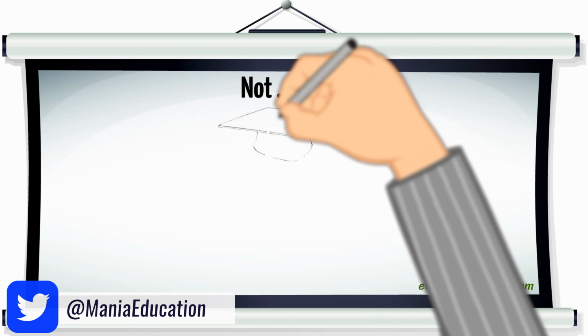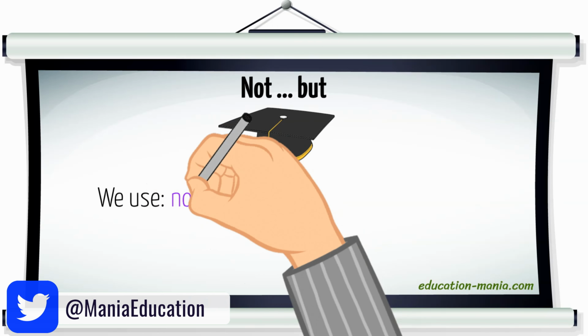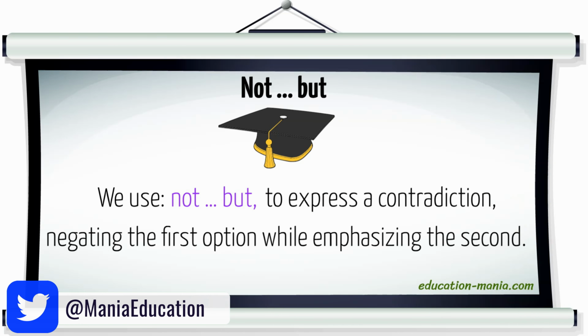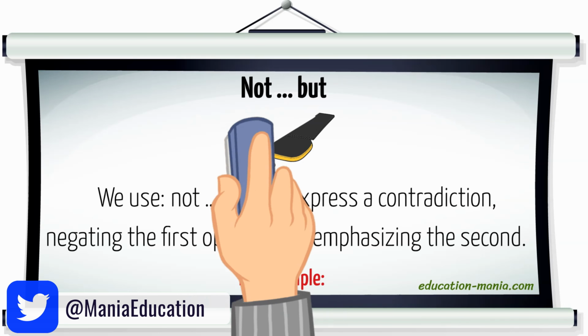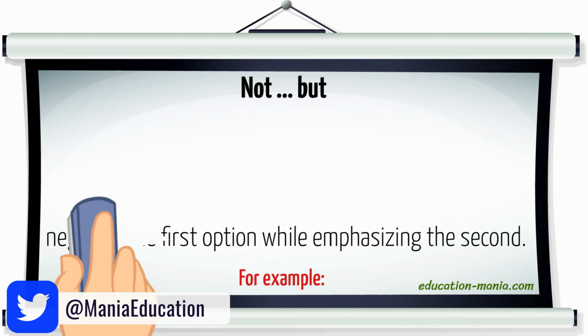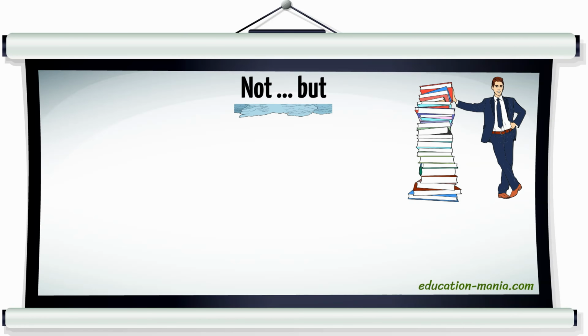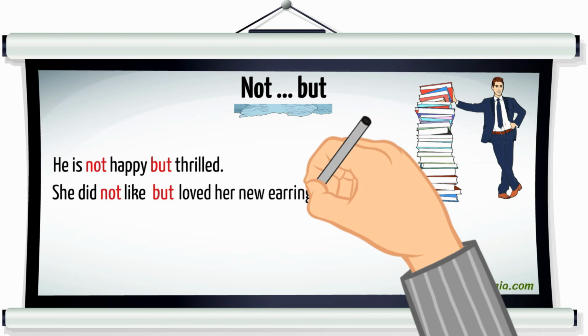Not, but. We use not, but to express a contradiction, negating the first option while emphasizing the second. For example, he is not happy but thrilled. She did not like, but loved her new earrings.